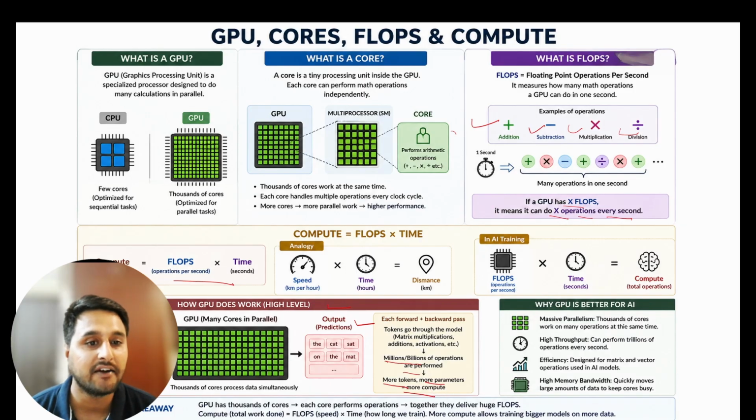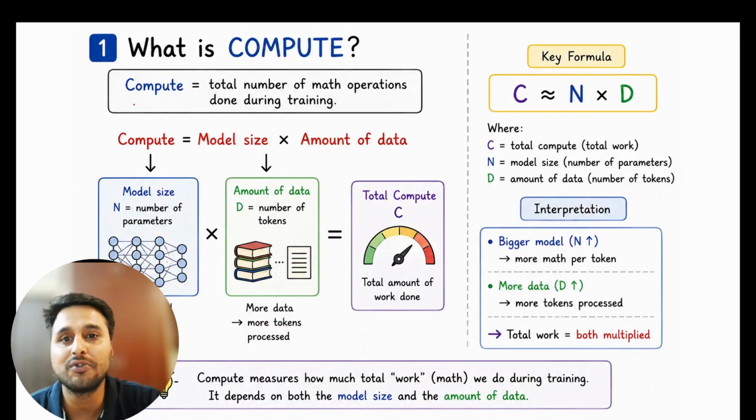And why is GPU better? Because of massive parallelism, high throughput, efficiency, and high memory bandwidth. These are the concepts we need to understand about the GPU, and we already got to know what compute is: the total number of math operations done during training.